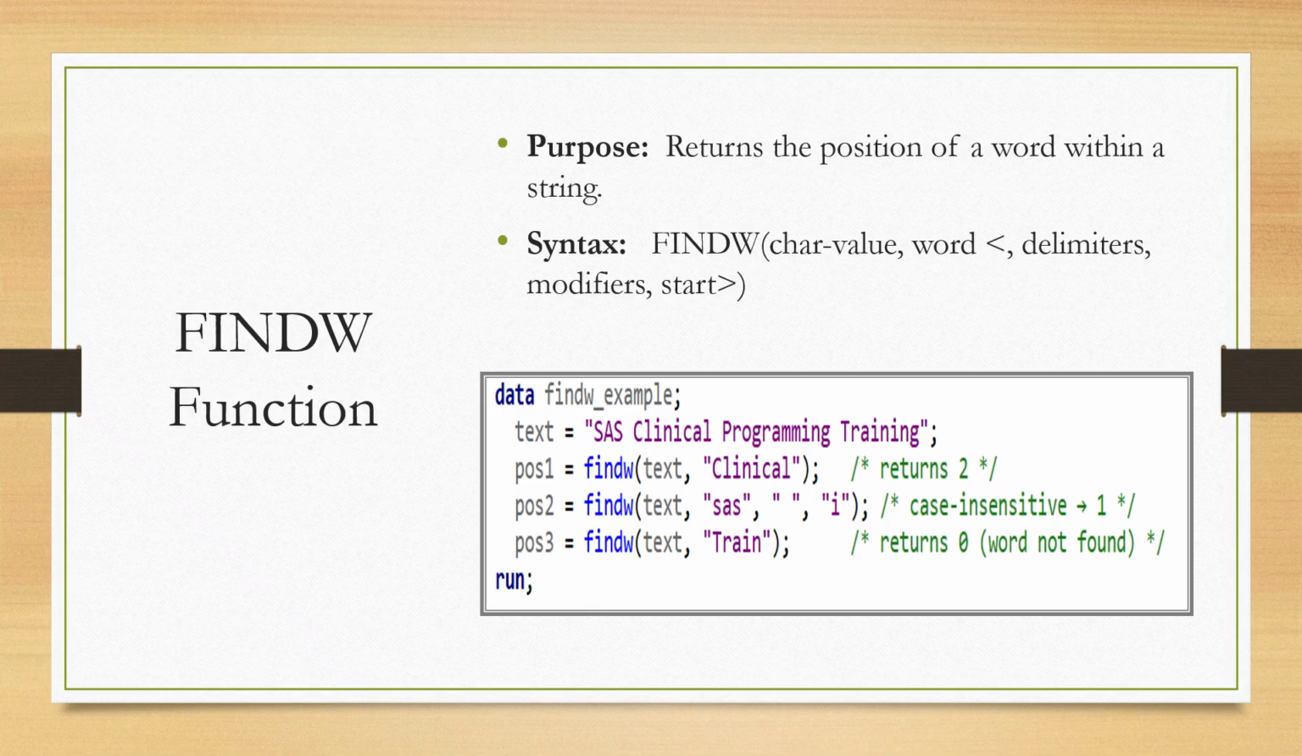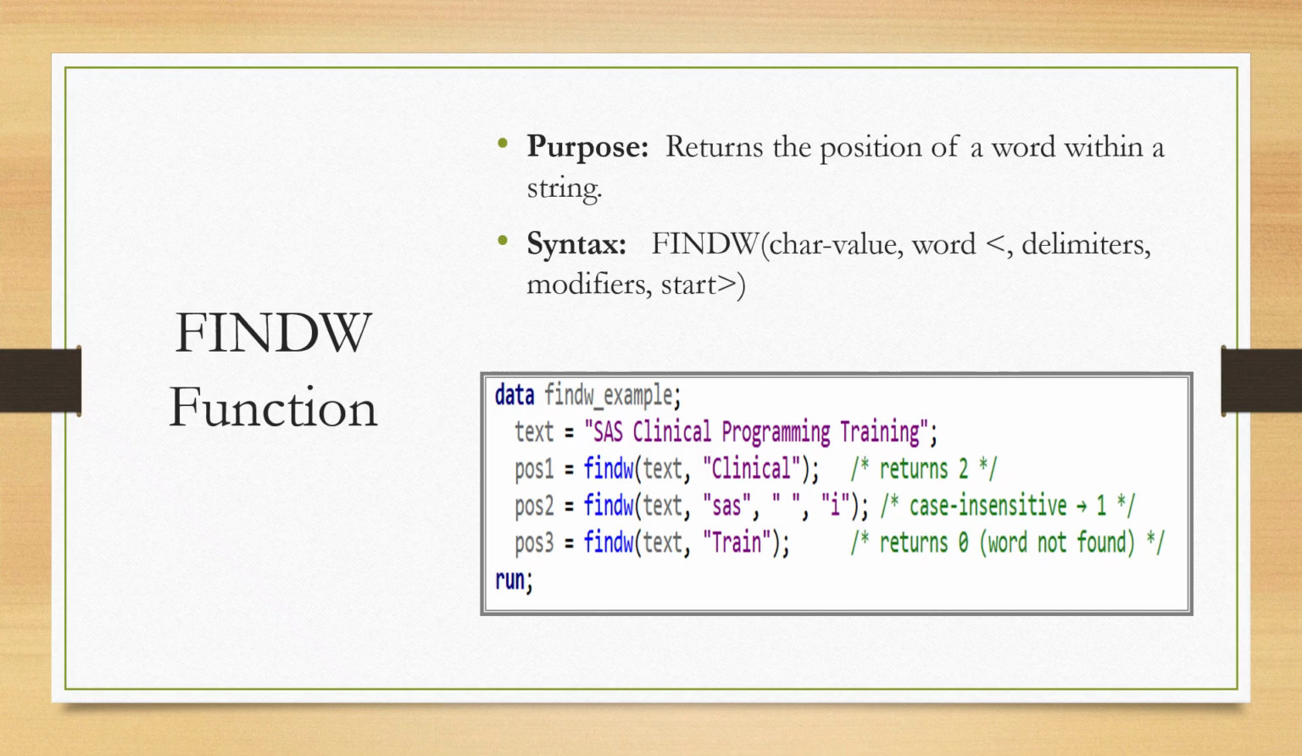So if you note, the word which we have given is in small letter sas, and the text string does not have a sas in small letters. It does have a SAS, but it is in the capital letter. So by using the modifier I, we can use the FINDW function, and in this case it will return the position of SAS, which is the first position in the string.